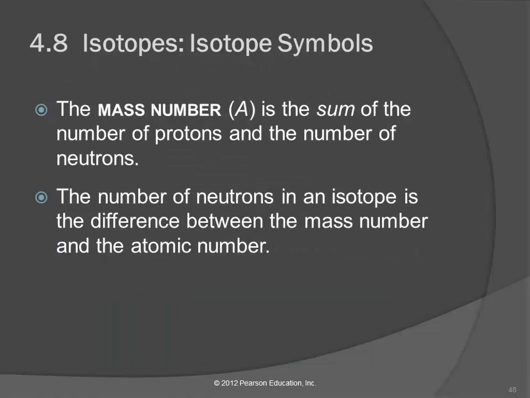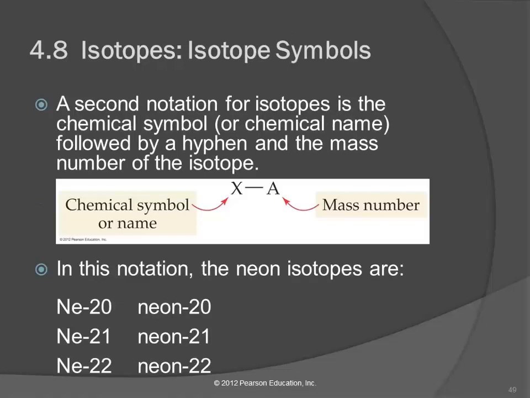The mass number is the sum of the protons and the neutrons, and the number of neutrons is the difference between the mass number and the atomic number. I just showed you that.